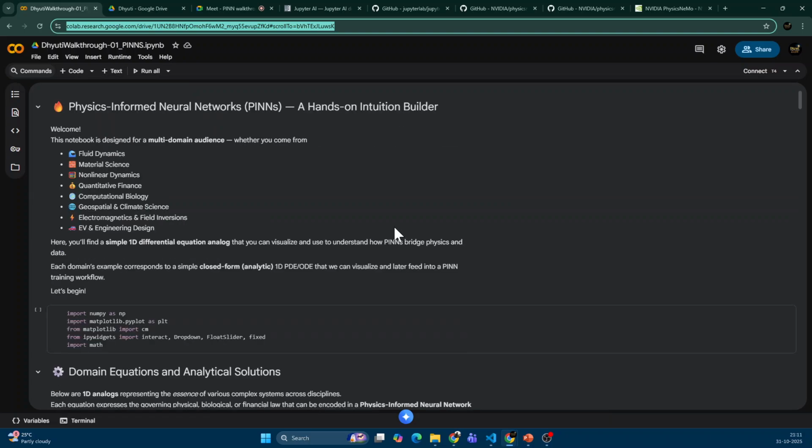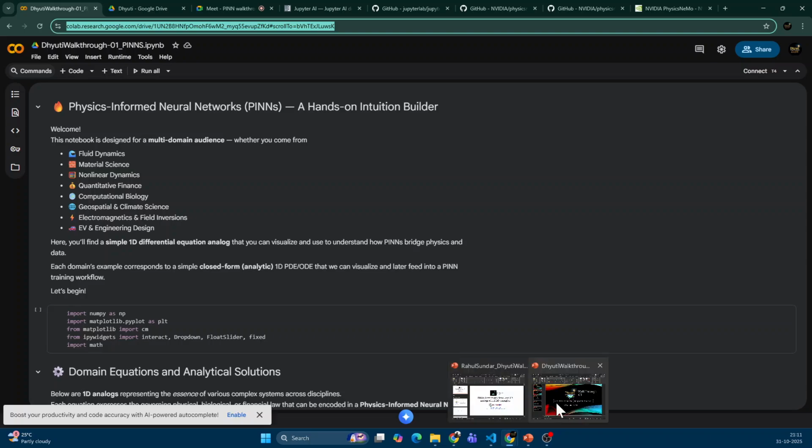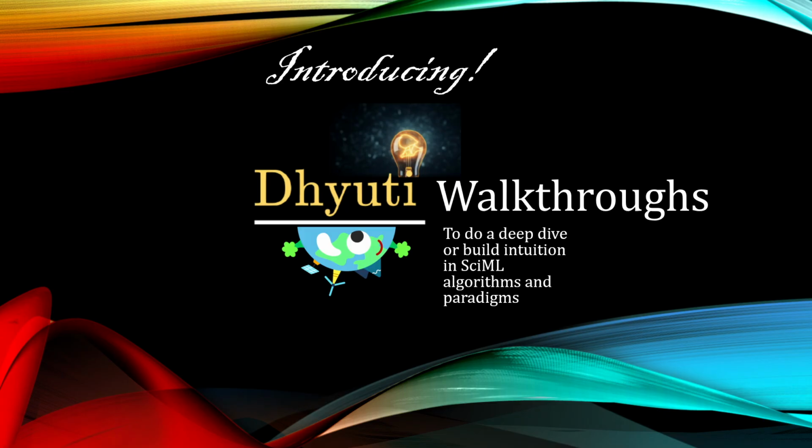Thank you. I think we also have another mode, which is called the Dhyuti talks. In the Dhyuti talk, we had discussed what PINNs were. This time, I'm happy to introduce walkthroughs, where we're going to deep dive into different SciML algorithms and paradigms. This is the first one. We want to look at PINNs and different relevant inverse problems.